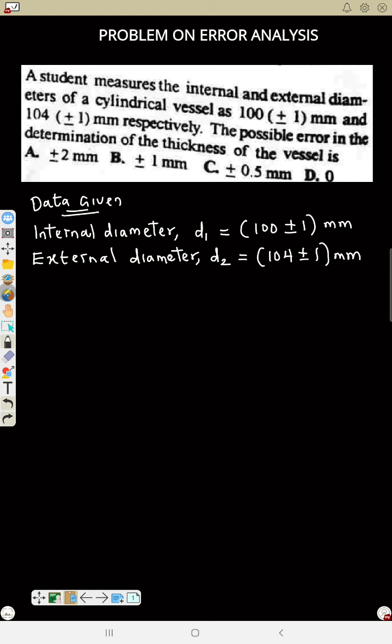Now, how can we find the possible error in the thickness of the vessel? Let us find the possible error, then how can we find it? So let's start by saying let T, let the thickness be the sum or difference in the diameter. So the thickness should be the sum or difference of the diameter from here. So let's start with this.